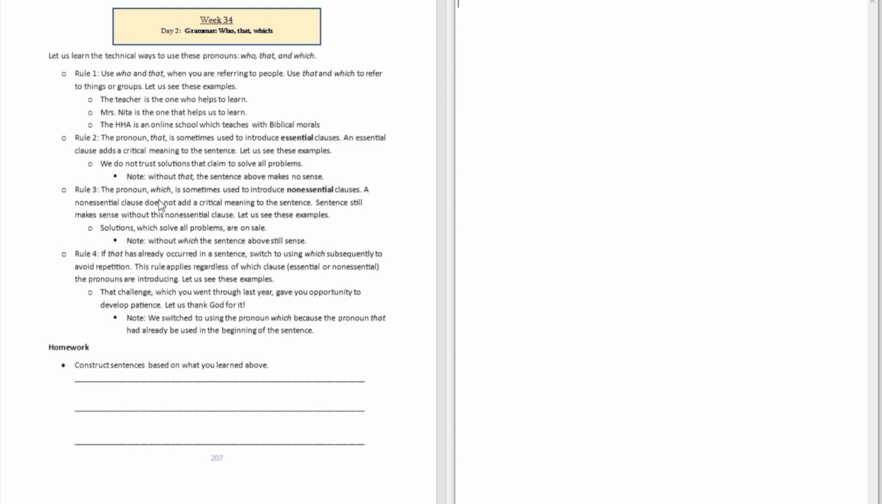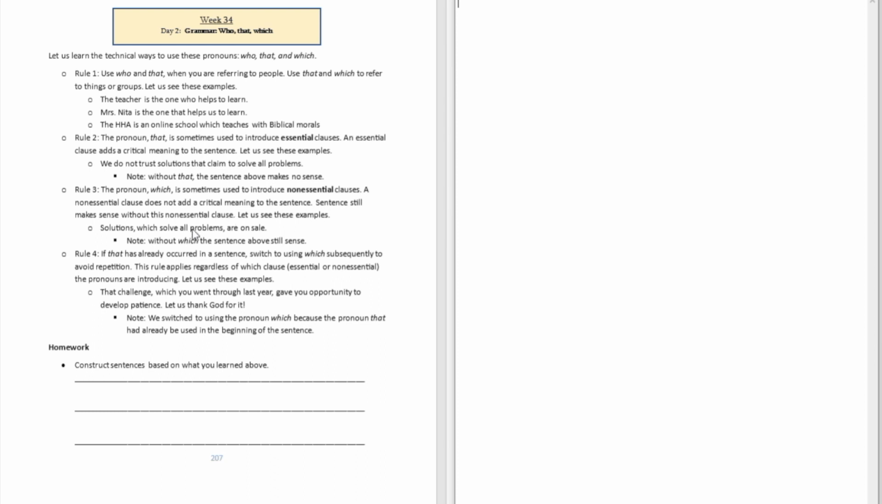Rule number 3: the pronoun which is sometimes used to introduce non-essential clauses. So the pronoun that over here is used to introduce essential clauses, and the essential clause in this sentence is claim to solve all problems. But over here, a non-essential clause does not add a critical meaning to the sentence. The sentence still makes sense without the non-essential clause.